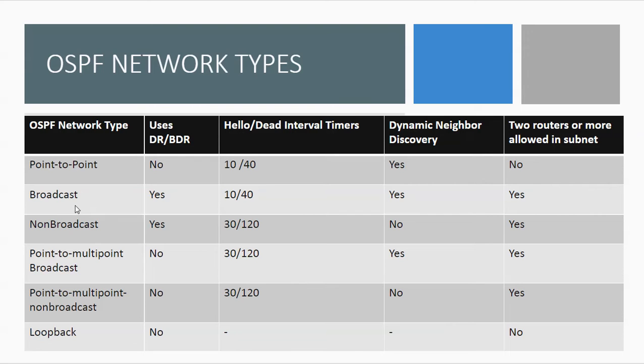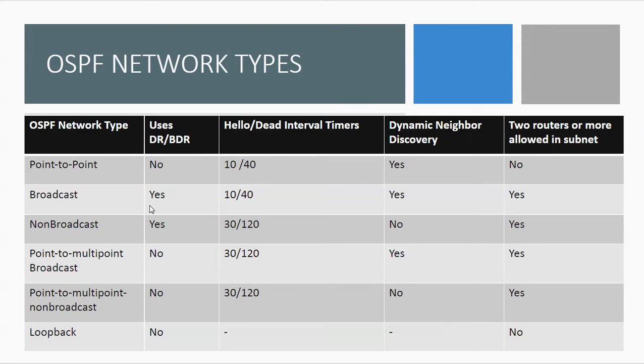Broadcast network. This is a very famous network, and this is the network in today's real world. Broadcast is basically an Ethernet network, meaning using a switch. In this network, there is a DR-BDR process. Let me explain the DR-BDR process. If you have a switch and you have more than two routers, those routers will start communicating with each other through multicast.